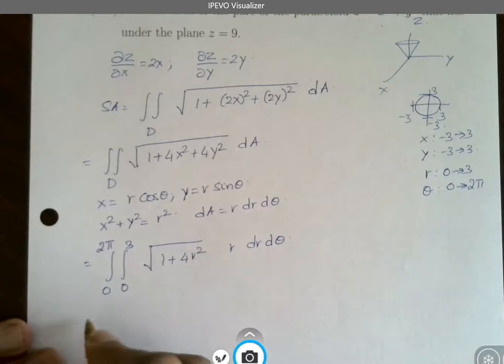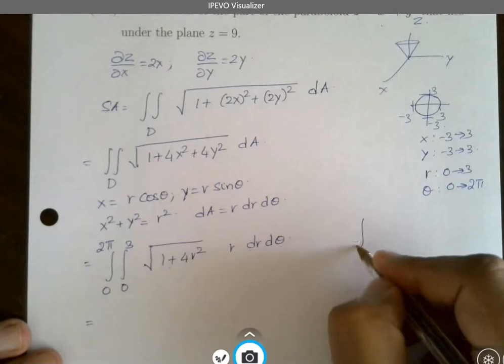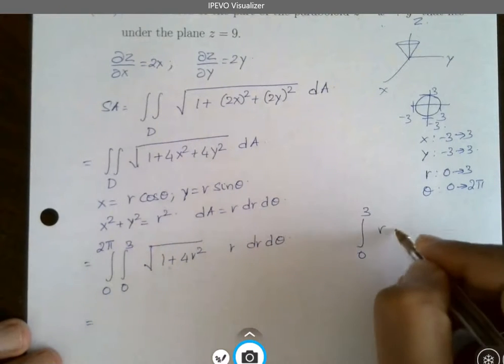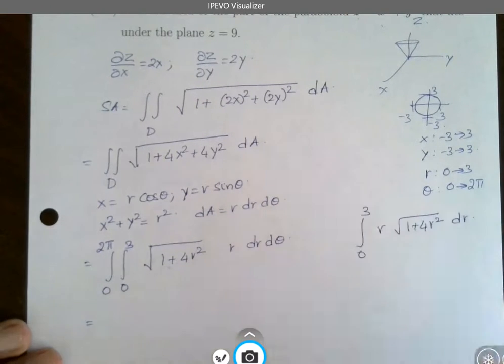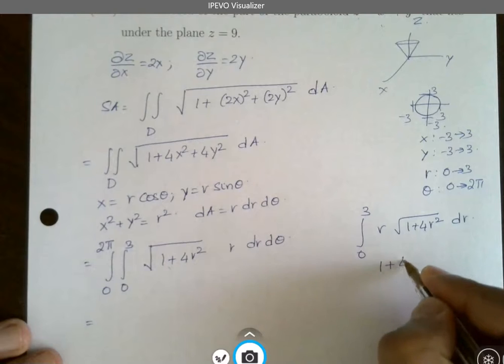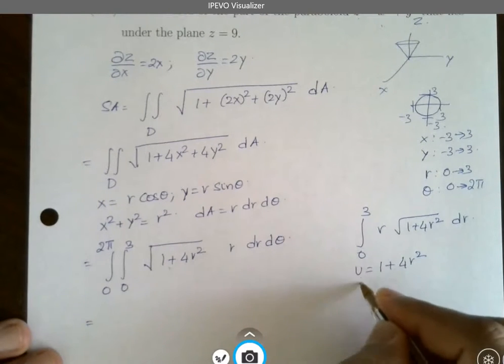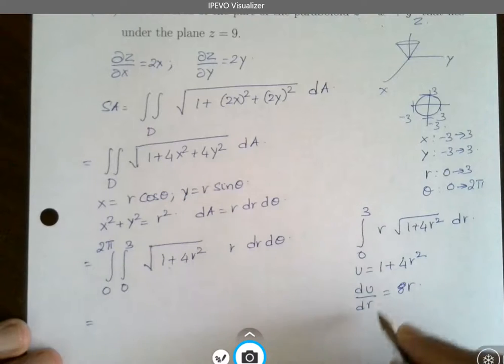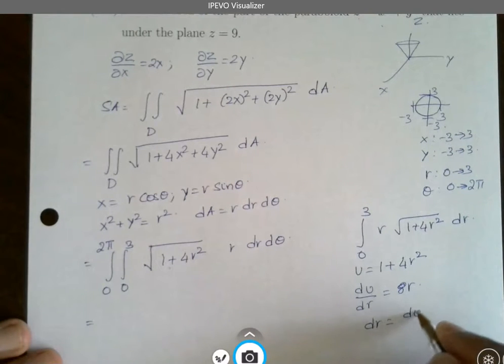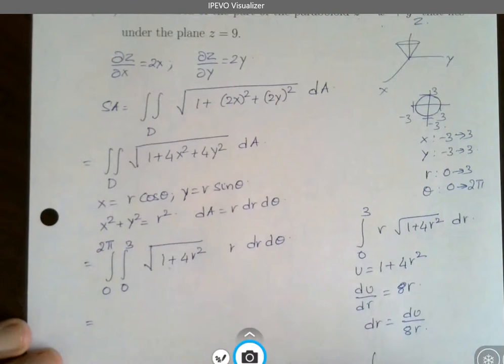Let's go ahead. I am treating this as a separate integral, r times the square root of 1 plus 4r squared. You can do it using u substitution. So u is 1 plus 4r squared, du/dr is going to be 8r, so dr is going to be du divided by 8r. So that's r times square root of u, times du divided by 8r, and r gets cancelled out. So you get 1 over 8.